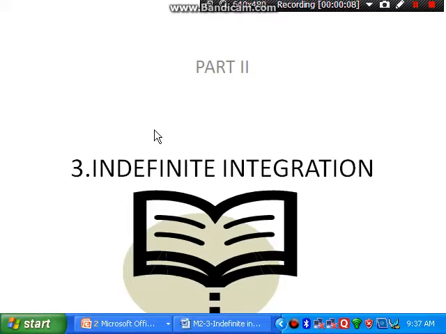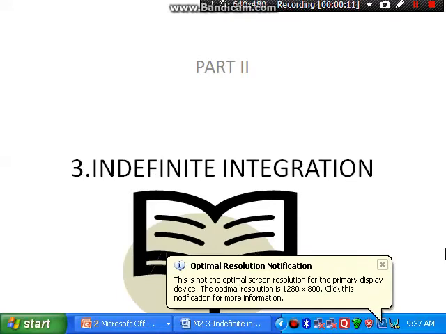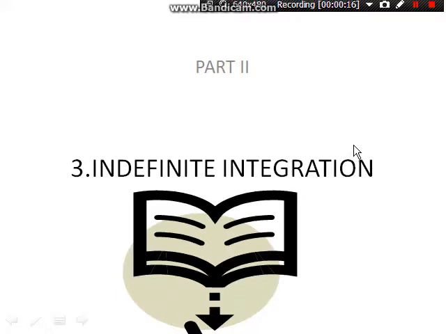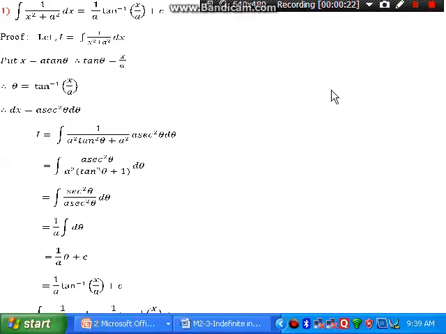Today I am going to discuss indefinite integration, lecture number 7. Now let's see. Our first integral is the integration of 1 upon x square plus a square dx, that is equal to 1 upon a tan inverse x upon a plus c. Now this integral we have to prove.